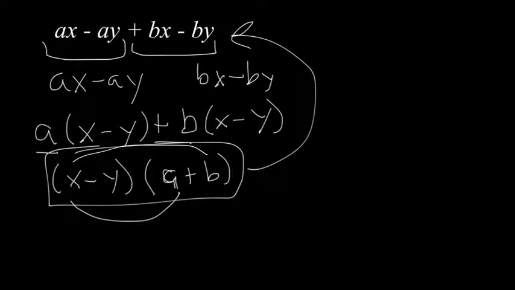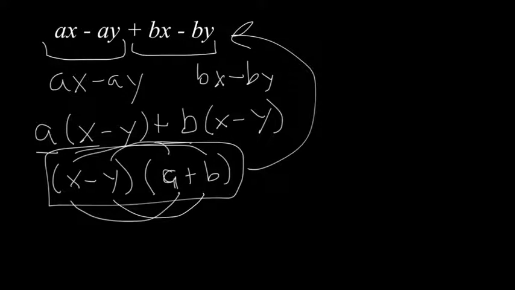Outer is going to give us the bx. Inner is going to give us the negative ay. And the last is going to give us the negative by. So it does bring us back to that original.